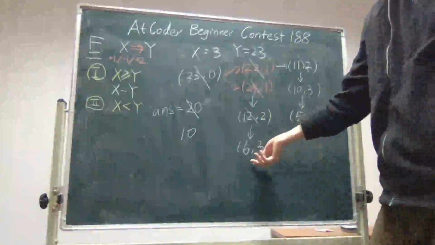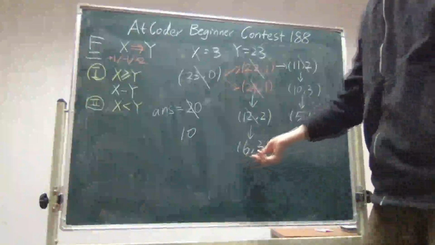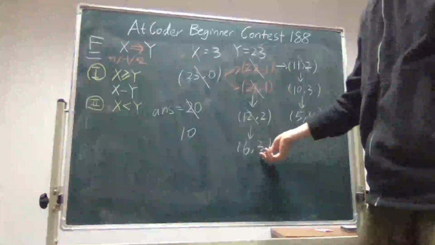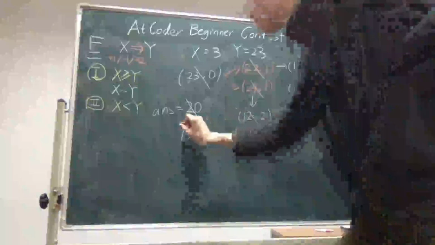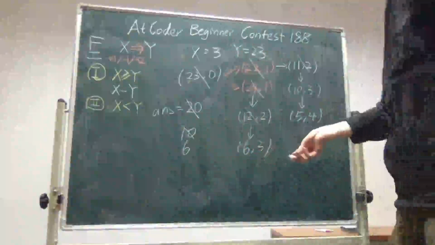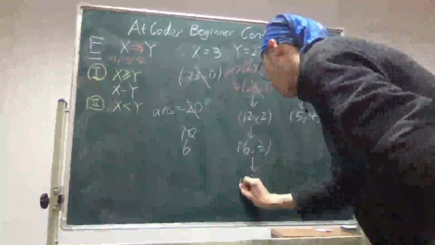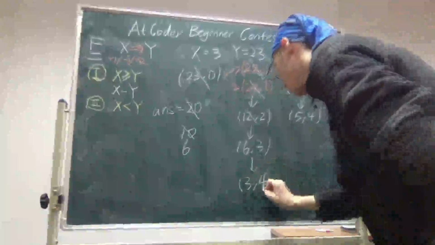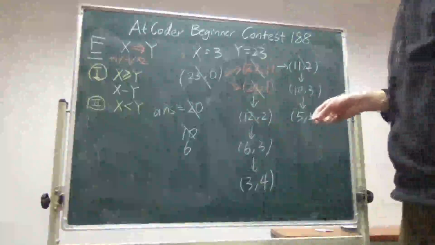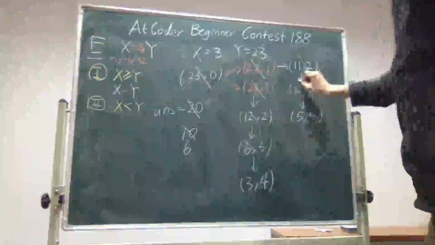And now at 6, 3, can we update the answer? Yes, we can. We have 3 plus 6 minus 3, which is 6. And since 6 is even, we will go to 3, 4. And now it is popped.